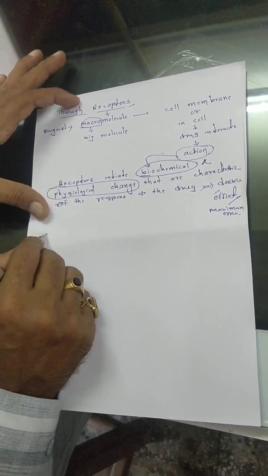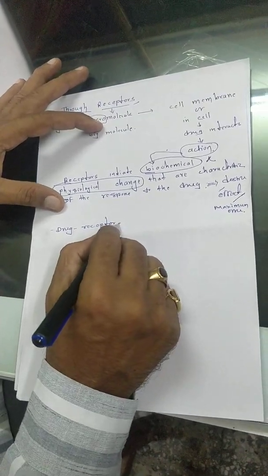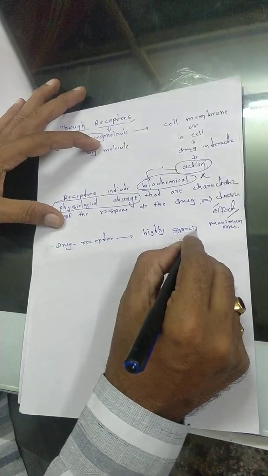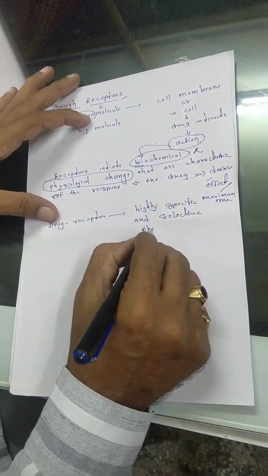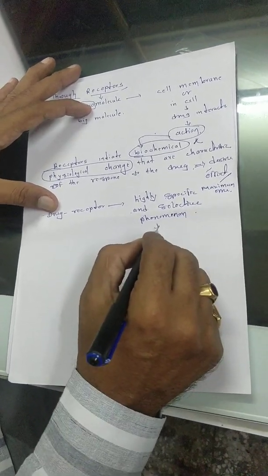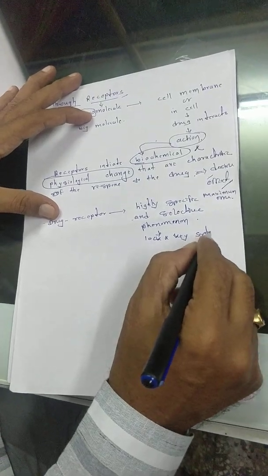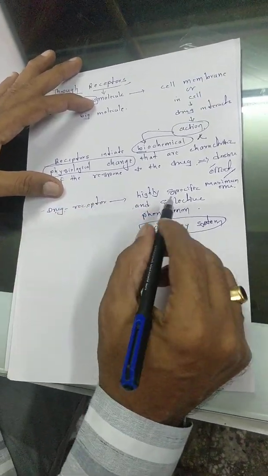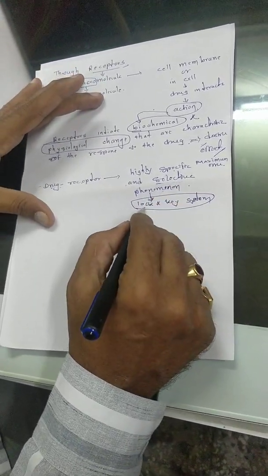The drug receptor interaction is highly specific and selective, like a lock and key system. Drug and receptor interact and form a complex. This is a very specific and selective phenomenon, and they are broadly compatible to each other like a lock and key system.